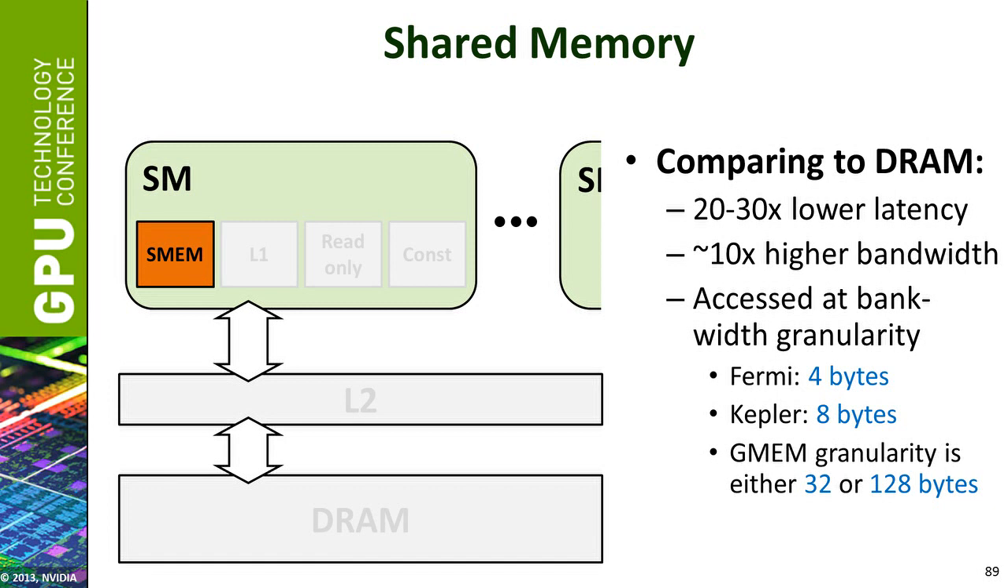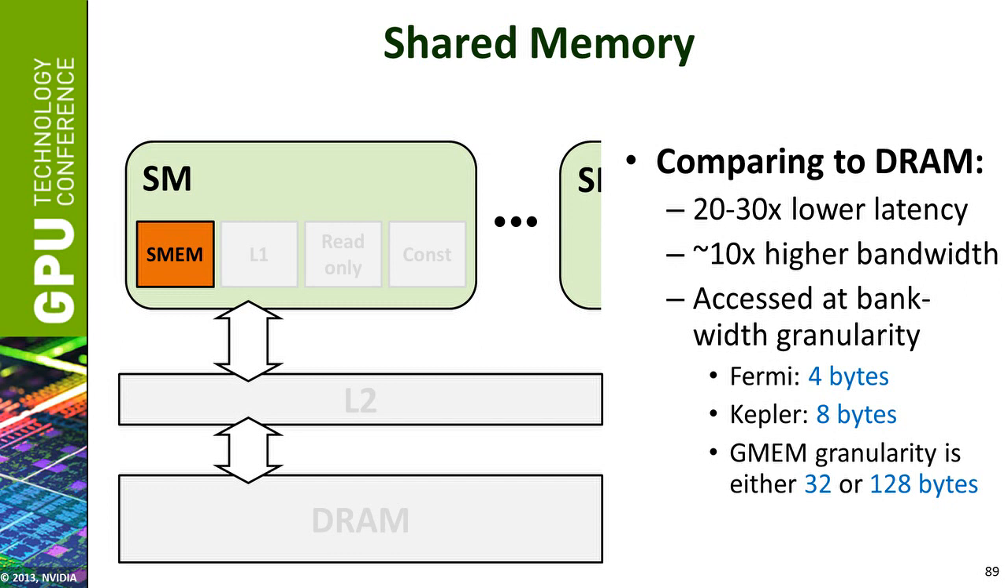Also, it's accessed differently, so it's much more flexible than cache line or segment accesses to memory, and we'll look at those. Accesses to shared memory operate exactly in the same way as anything else. You have 32 threads, they generate 32 addresses, and those get converted to actual accesses to the hardware.